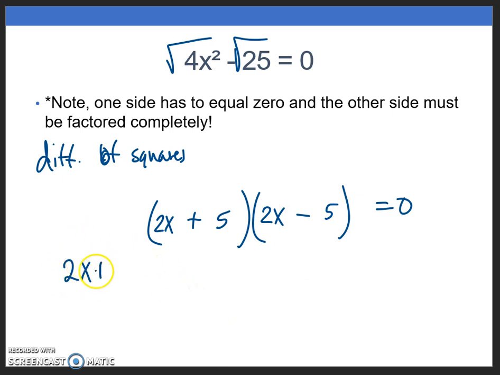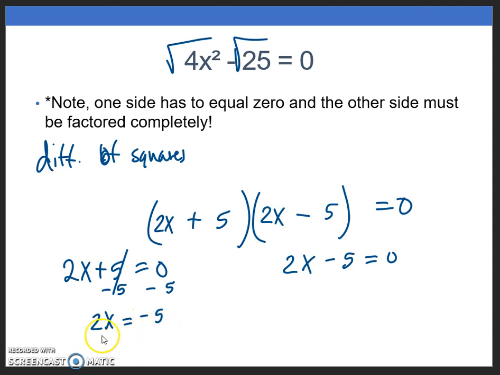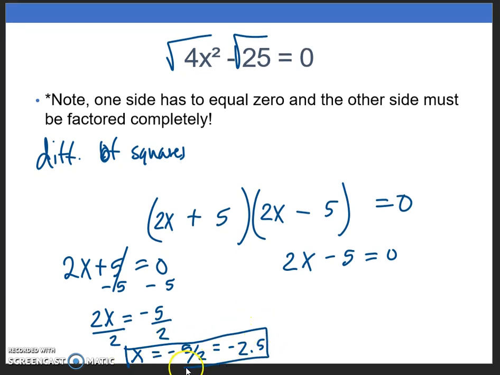So one root is 2x plus 5 equals 0. The other root would be 2x minus 5 equals 0. And then you solve each equation. So since it's plus 5, to cancel this out, we would subtract 5. So now I have 2x equals a negative 5. And then divide by 2. We get x to equal either a negative 5/2, or you could divide it out to be a decimal. Negative 5 divided by 2 would also equal a negative 2.5. So this is one option for x.